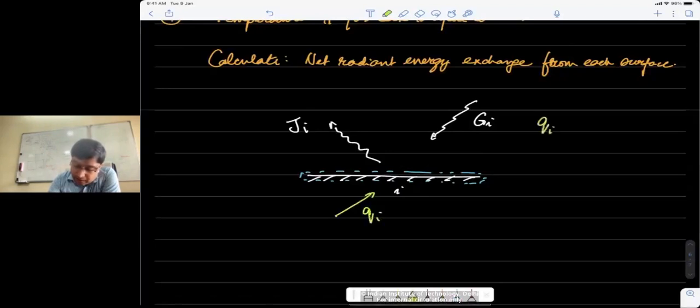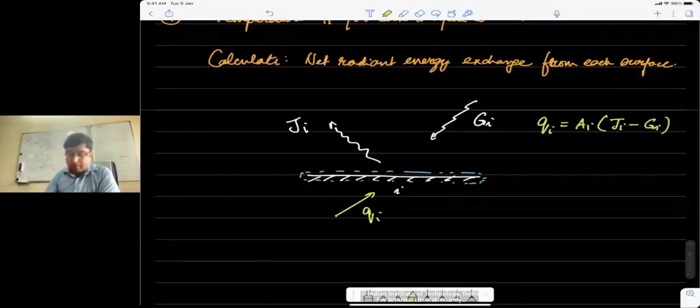So Qi would just be Ai times the difference of the radiosity and the irradiation. If you do a balance, how much is coming in and how much is going out. So Qi and GiAi are coming in, and JiAi is going out. So Qi should be equal to Ai into Ji minus Gi. That is just a basic balance.